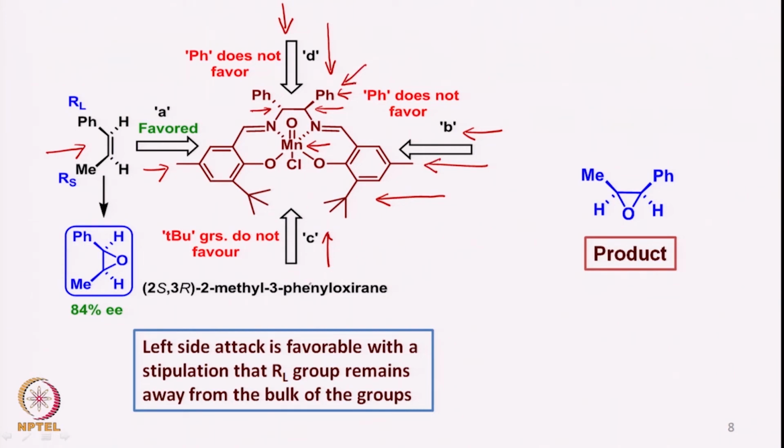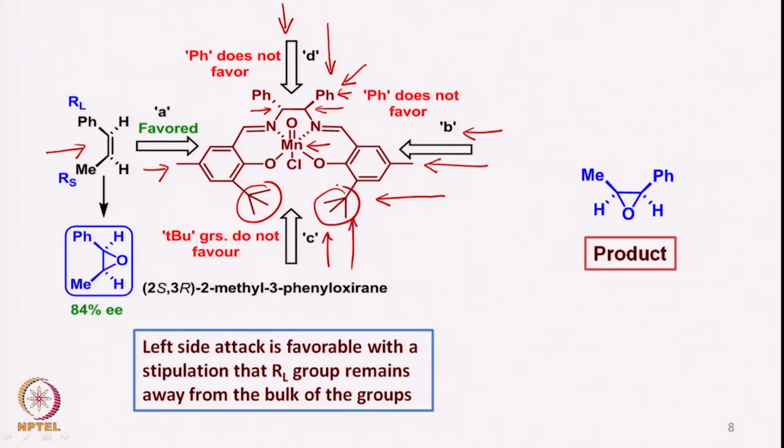And if we look at the bottom side attack, the approach of the olefin towards the Mn double bond O, then of course it will also come across 2 big tertiary butyl groups. So the sites B, C, D are blocked or sterically congested and hindered, and therefore the olefin, no matter which way you orient it, would not approach easily.